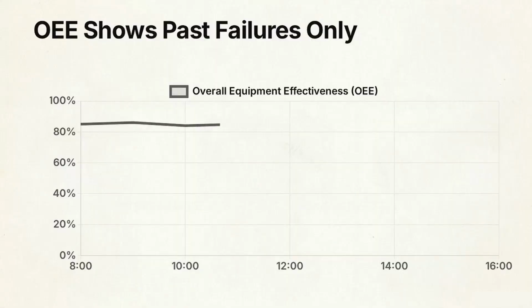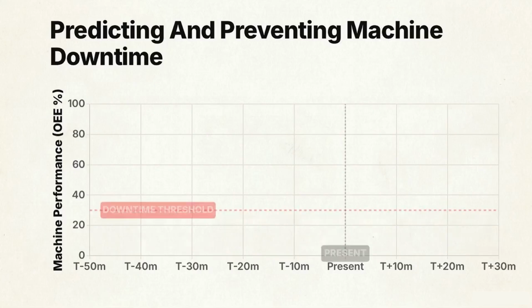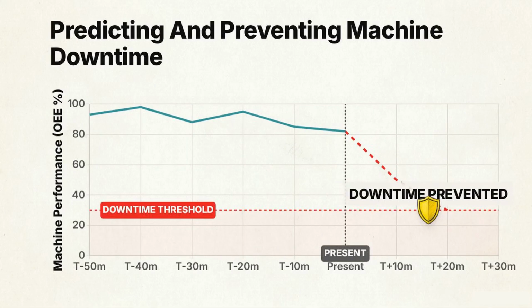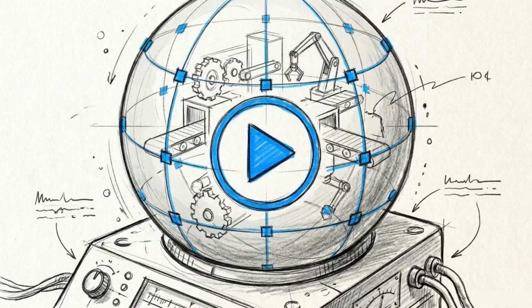It tells you what already went wrong. Click the next video to see how to apply machine learning to this data stream. We will show how to use these patterns to anticipate downtime before it occurs. The value of this architecture lies in shifting from historical reporting to predictive maintenance.